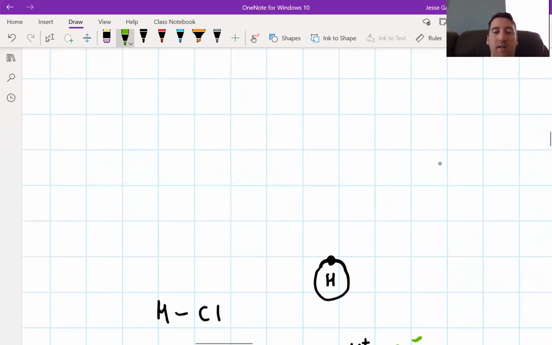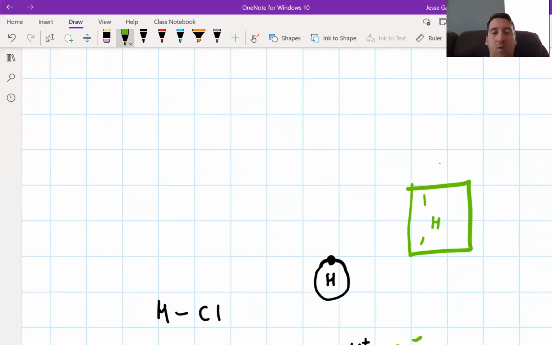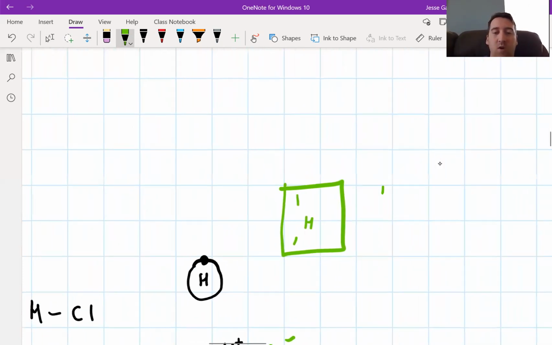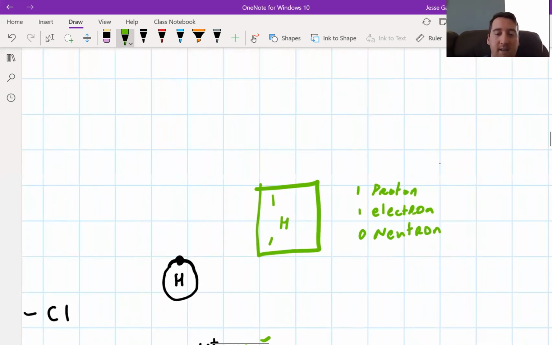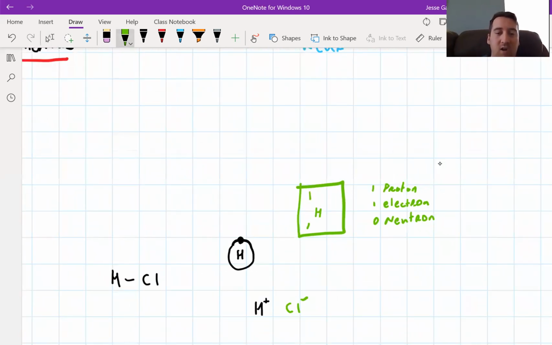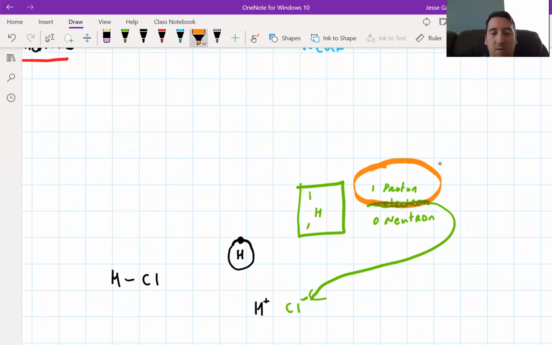Well, if you go to the periodic table, what you'll see is that hydrogen has an atomic number 1 and a mass number 1. What this means is that hydrogen has 1 proton and 0 neutrons. Now, an atom of hydrogen also has 1 electron. But when it's in an acid like hydrochloric acid, that electron is not there anymore because it's been transferred to the chlorine. So all that's left is just a proton, because there's no neutron present.